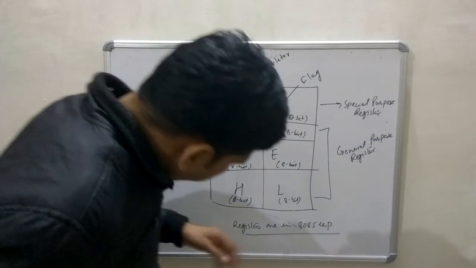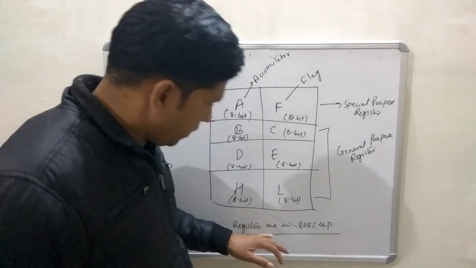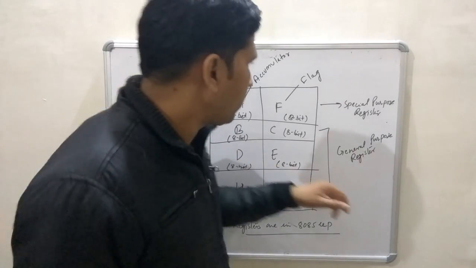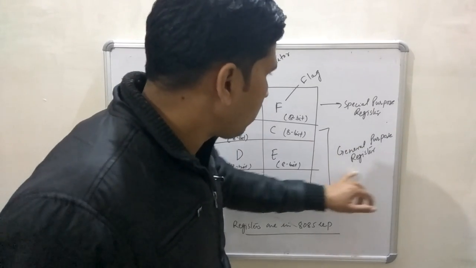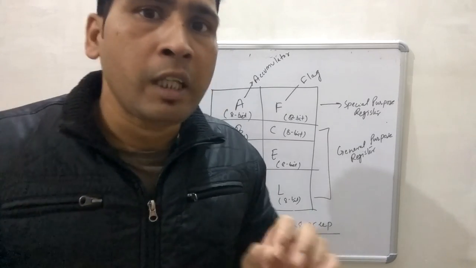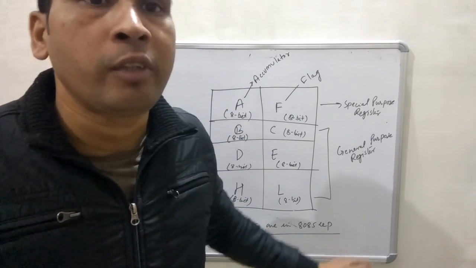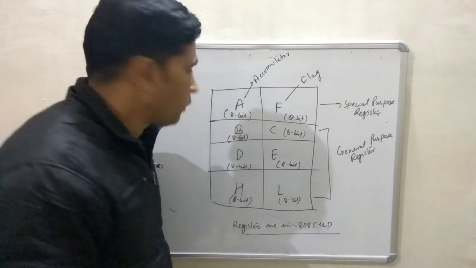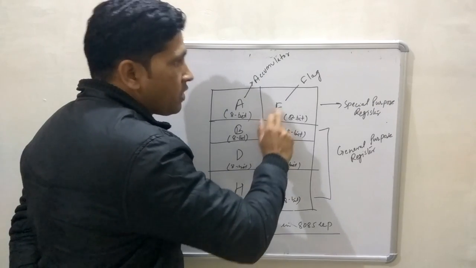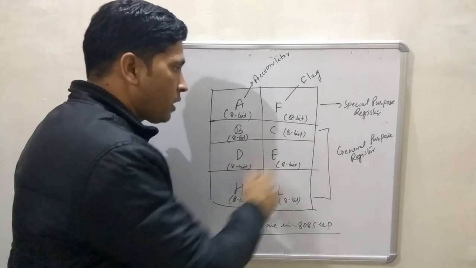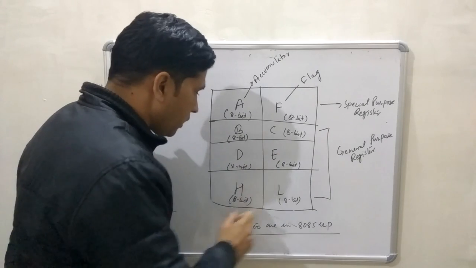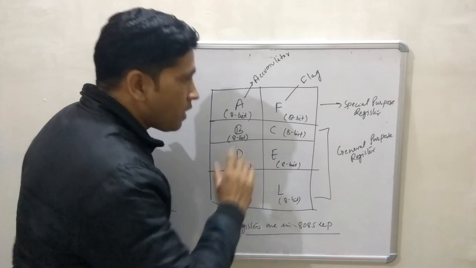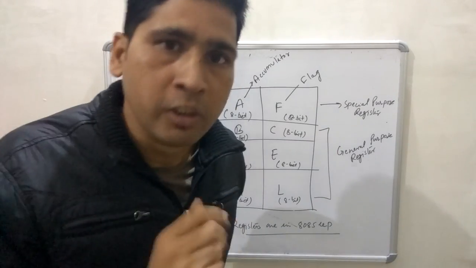This is the register block of the 8085 microprocessor. There are two types of registers: first, special purpose registers, and second, general purpose registers. There are only 8 registers which are mainly used in the 8085 microprocessor. You can see them here: first is A, the accumulator, second is the flag register, third is the B register, then C, D, E, H and L registers. These 6 registers B, C, D, E, H, L are generally called general purpose registers.